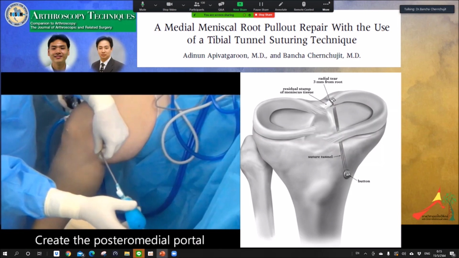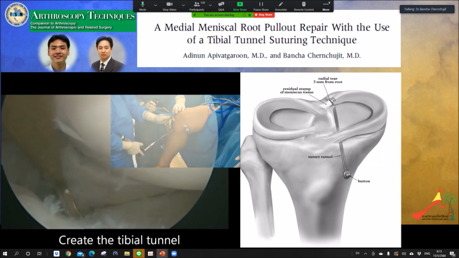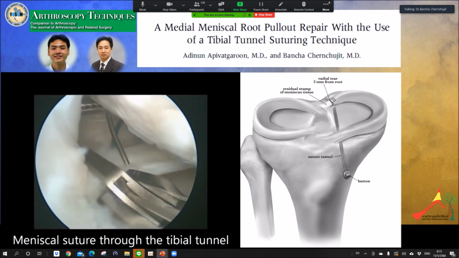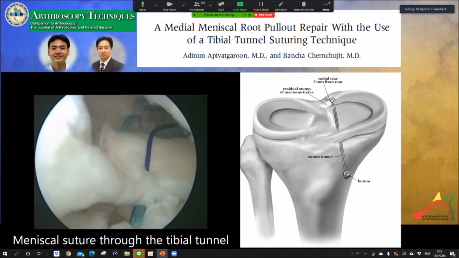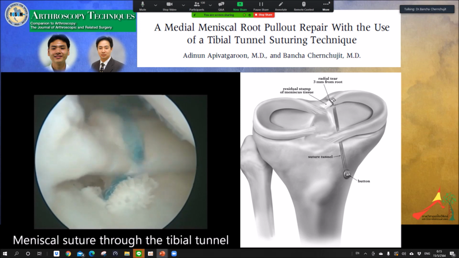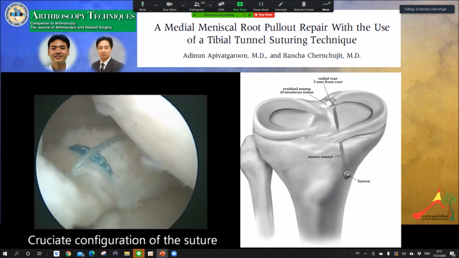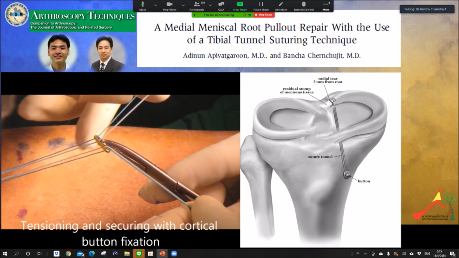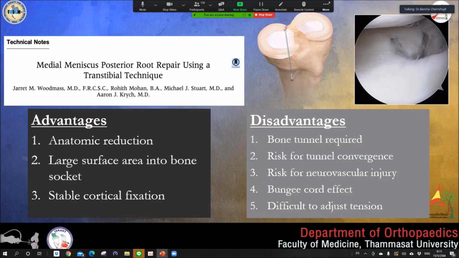So I propose this technique. This is a very simple technique. We use the tibial tunnel suturing technique at the beginning. Okay, you put the suture from the tibia using the meniscus needle and repair the meniscus in the Mason-Allen way. Okay, and then pass the suture to the button. Okay. So the advantage of this technique is anatomic reduction and also the stable cortical fixation.